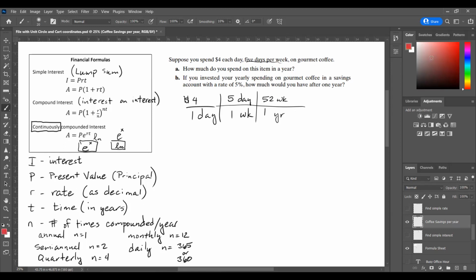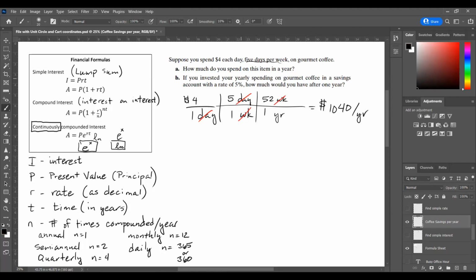So let's see what cancels. Weeks will cancel, days will cancel, and I'm left with dollars per year. So remember, we multiply across the top and divide by anything on the bottom. So I have 4 times 5 times 52 gives me $1,040 per year.